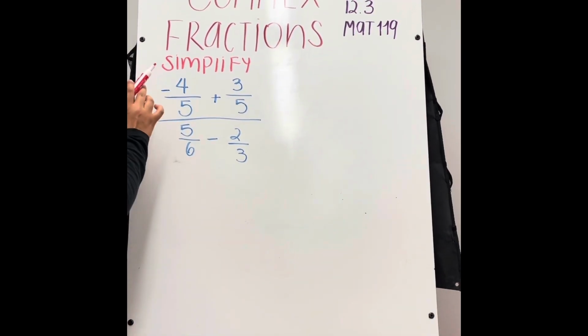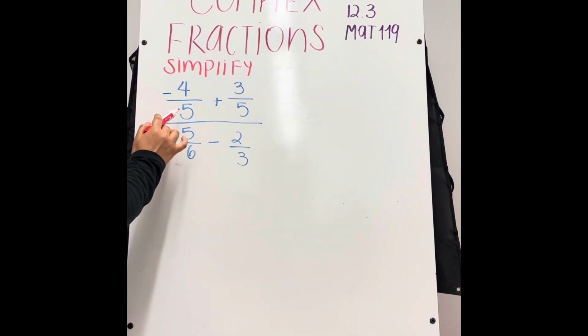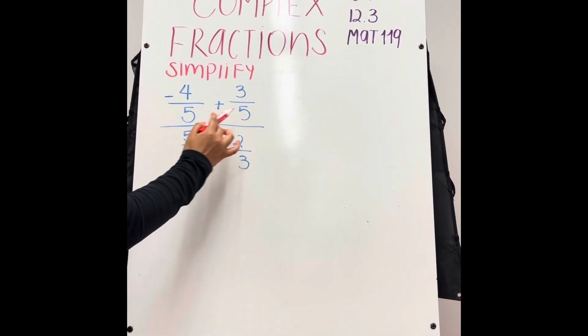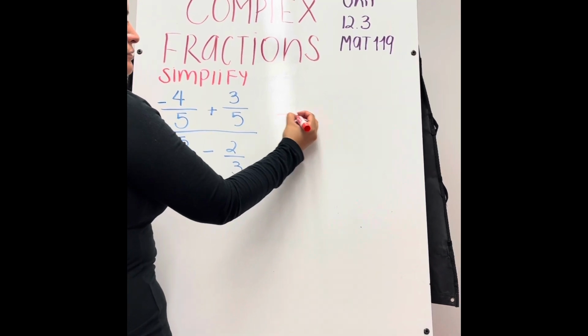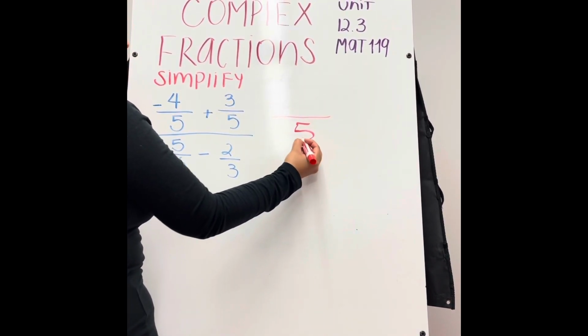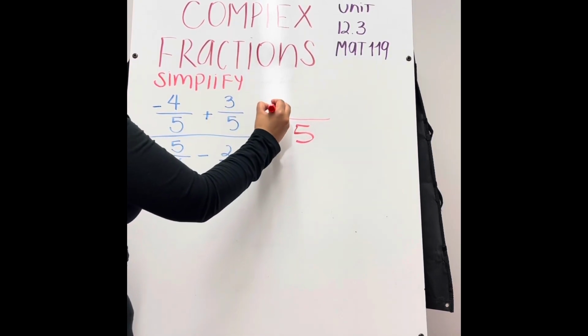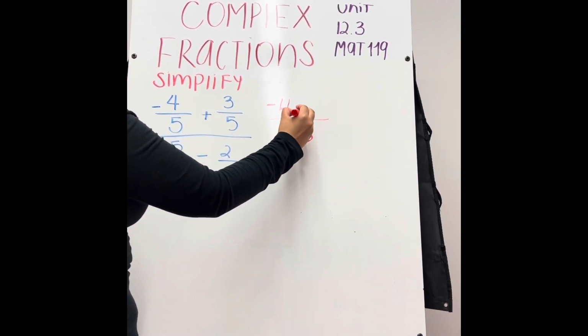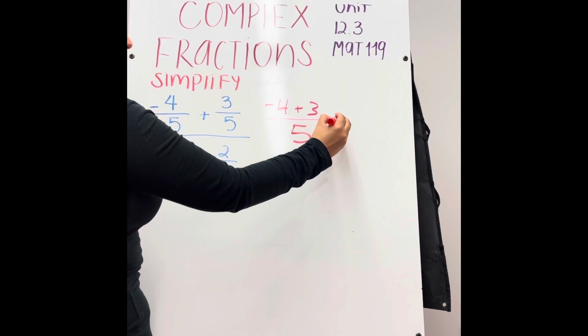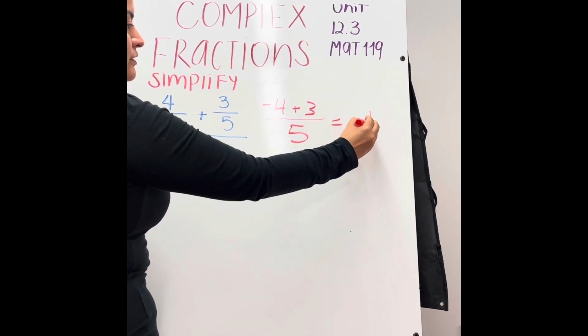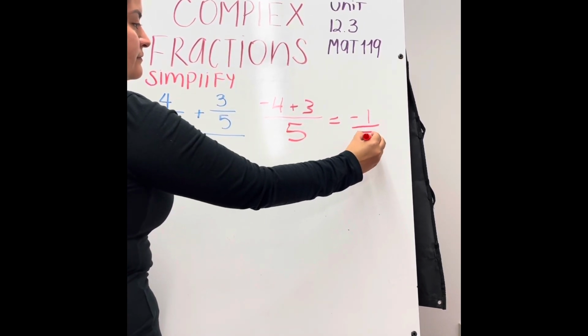Since the fractions in the numerator have the same denominator, which is 5, we will put it down as our common denominator. Now negative 4 plus 3, we'll write it up here, which will give you negative 1 over 5.